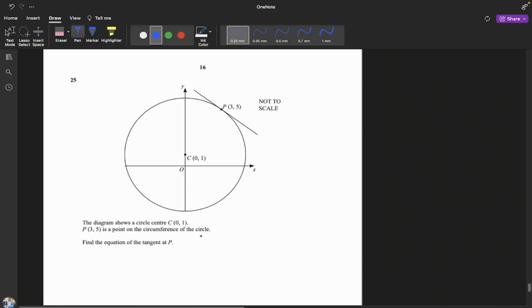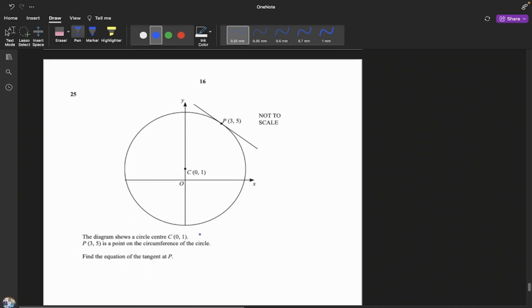Last question of the paper. The diagram shows a circle, center 0, 1. A point P, 3, 5 is a point on the circumference of the circle. So if a line is drawn like this, it's a tangent. Find the equation of the tangent at P. Okay, equation of the tangent at P.